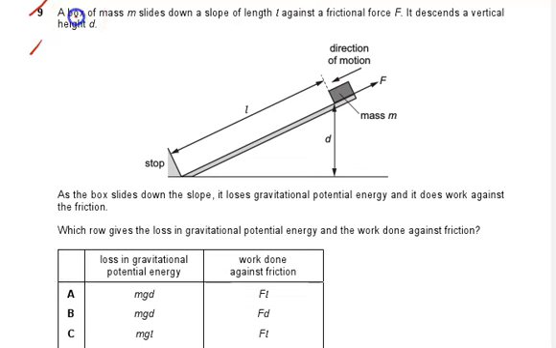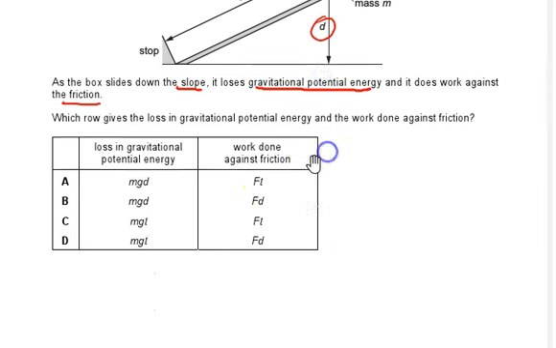Number 9. A box of mass M slides down a slope of length L against a friction force F. It descends a vertical height of D. As the box slides down the slope, it loses gravitational potential energy and it does work against the friction. Now which row gives a loss in gravitational potential energy and work done against the friction.